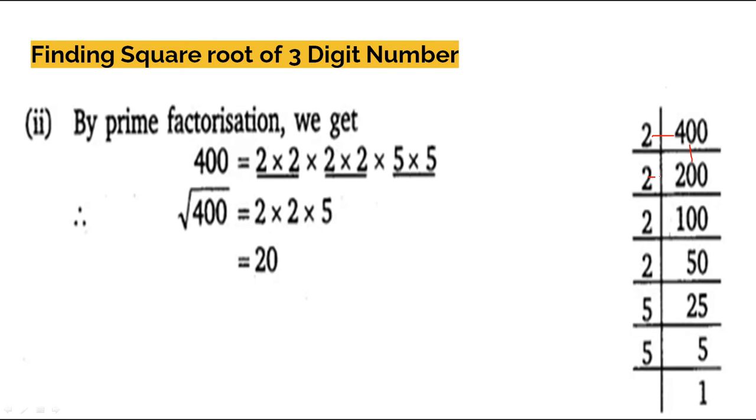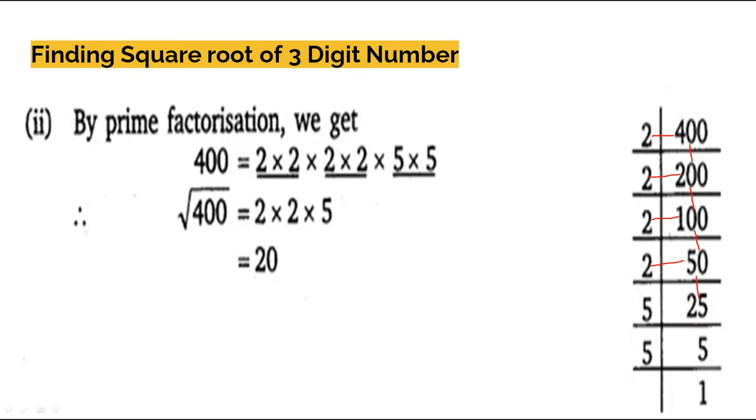200, can I divide it by 2 again? So the answer comes 100. 100 is a friend of 2. Can I divide it by 2? The answer is 50. 50 is a friend of 2. Can I divide it by 2? So the answer is 25. But 25 is not a friend of 2 because it does not come in the table of 2.